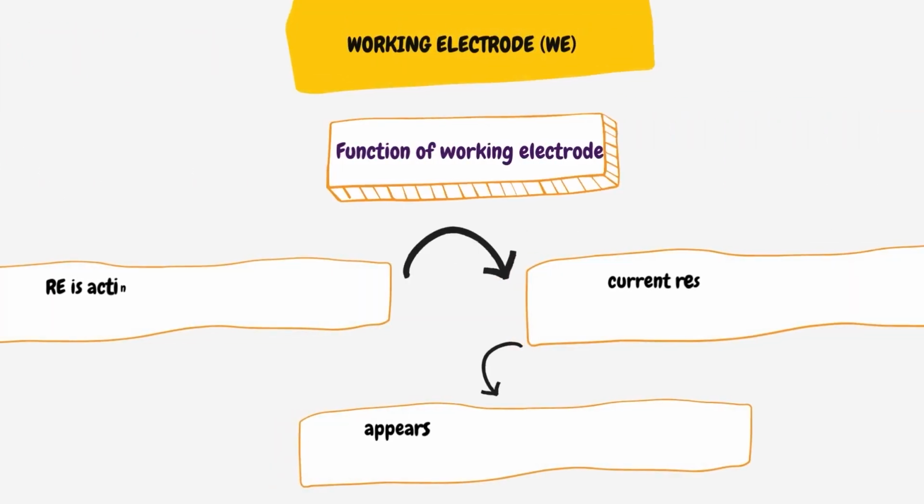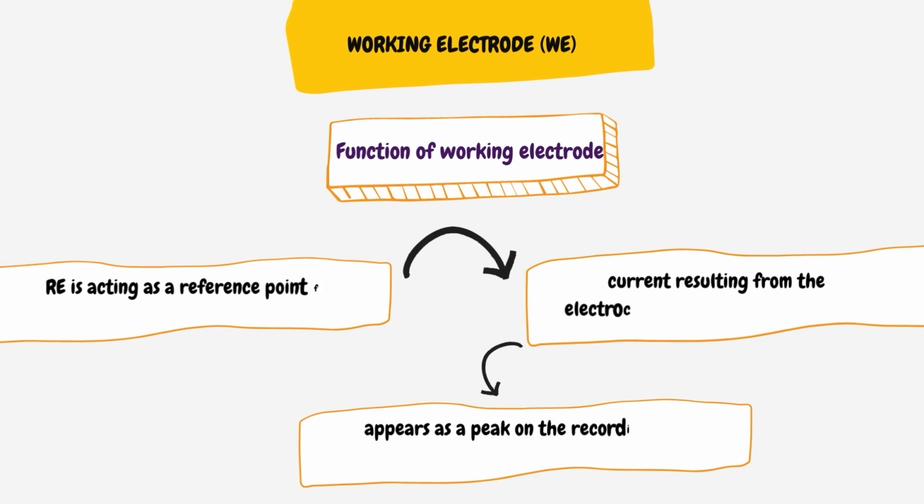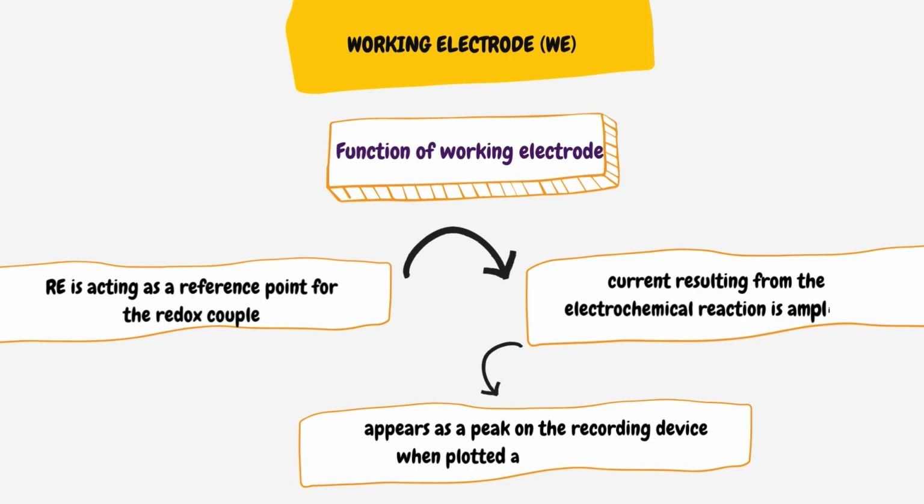The reference electrode acts as a reference point for the redox couple. The current resulting from the electrochemical reaction is amplified and, when plotted as a function of time, appears as a peak on the recording device.